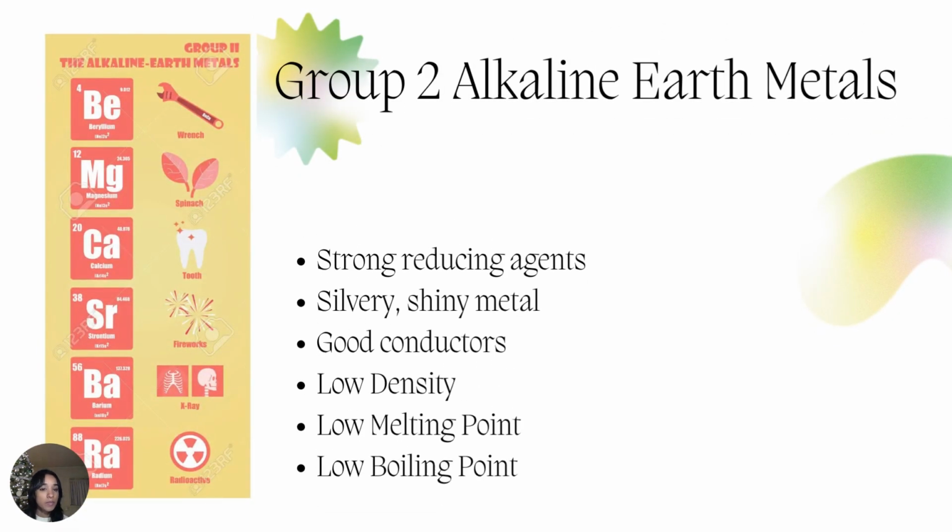Our second group is going to be our alkaline earth metals. These are going to be strong reducing agents, silvery shiny metals, good conductors of electricity and heat, low density, low melting point, and low boiling point. These are going to be right next to the group 1. So if we just look to the next column, it'll be beryllium, magnesium, calcium, strontium, barium, and radium.